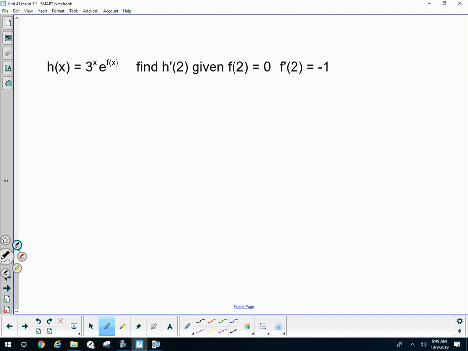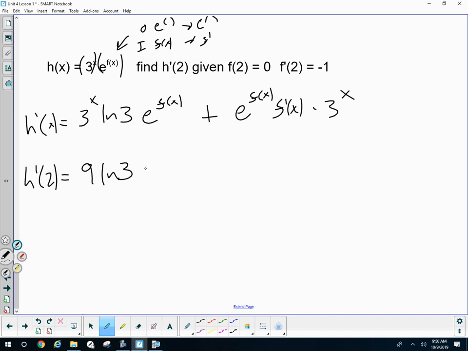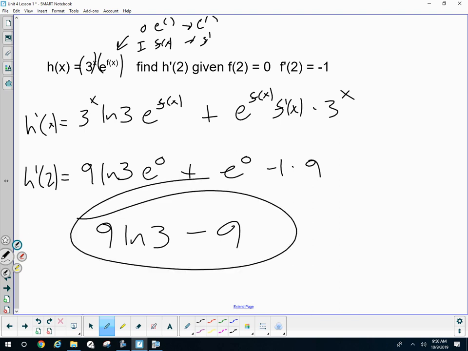Last one. Goodness. Product rule: derivative of the first, 3 to the x log 3, times the second, e to the f of x, plus derivative of the second, which we talked about, e to the f of x times f prime of x. Outside is e to the power, inside is the function. Derivative is e to the power times the derivative f prime. Derivative of the second times the first, plugging in 2: 9 log 3 e to the 0 plus e to the 0, because f of 2 is 0. f prime of 2 is negative 1 times 9. So I got 9 log 3 minus 9. That's it.